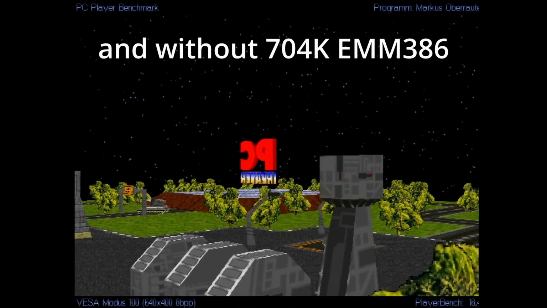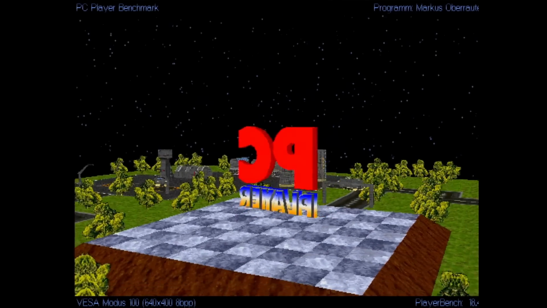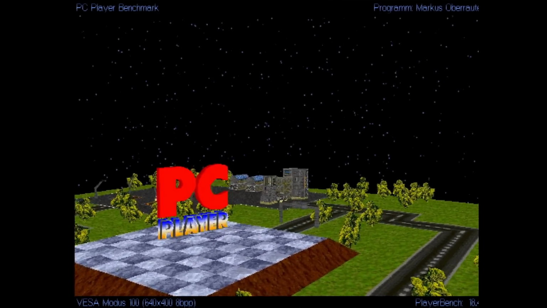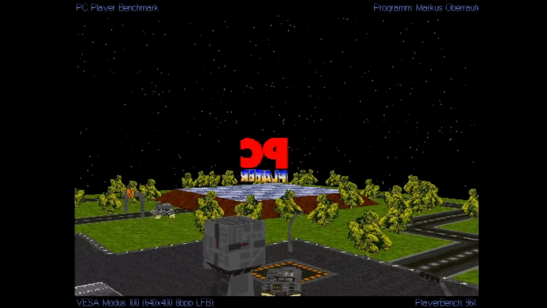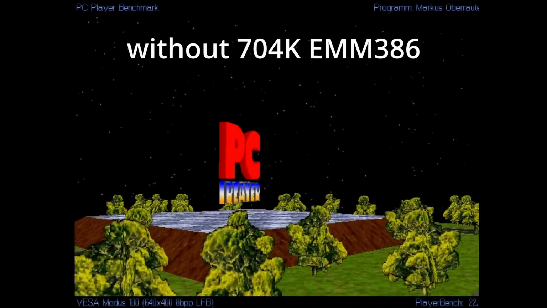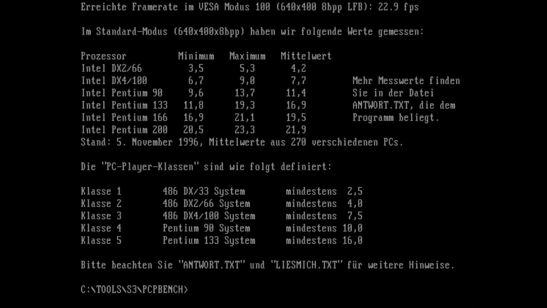Now we're definitely running with banked memory, and here you can see we have 18.4 maybe. I think we may also see it at the end of this benchmark. 18.4 frames per second. Let's run it one more time, but I will enable UniVBE, and then we also see the frame rate here that everybody is happy. And we again have 22 point something. Let's see how much it actually is. 22.9, almost 23 frames per second.